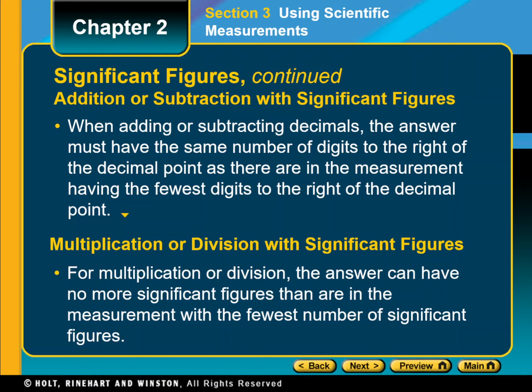Therefore, when two measurements are added or subtracted, the final digit of the result should be significant in both of the original measurements.